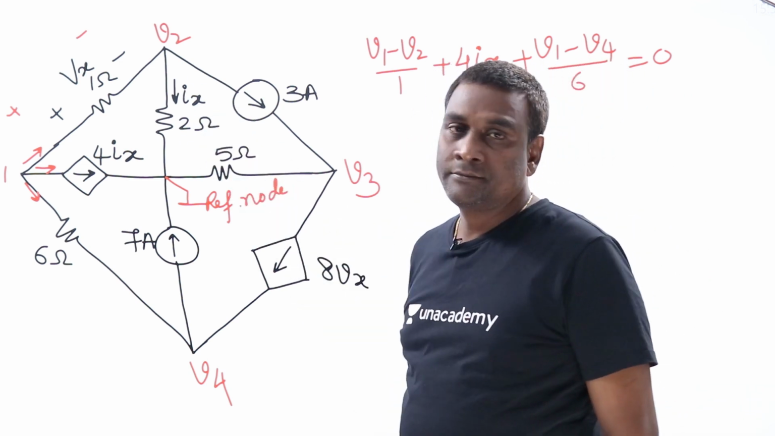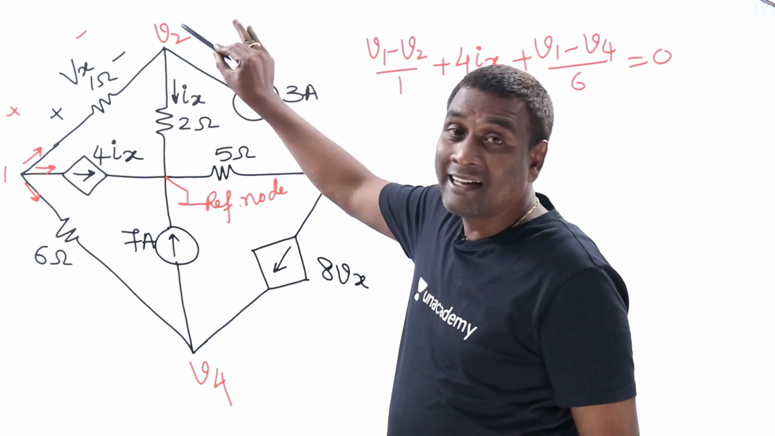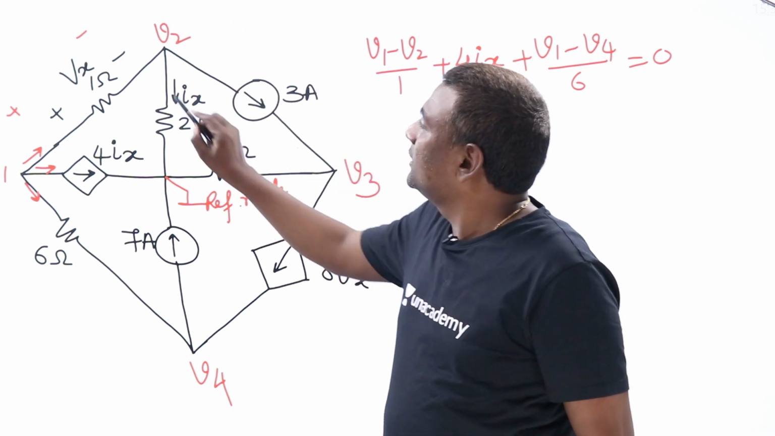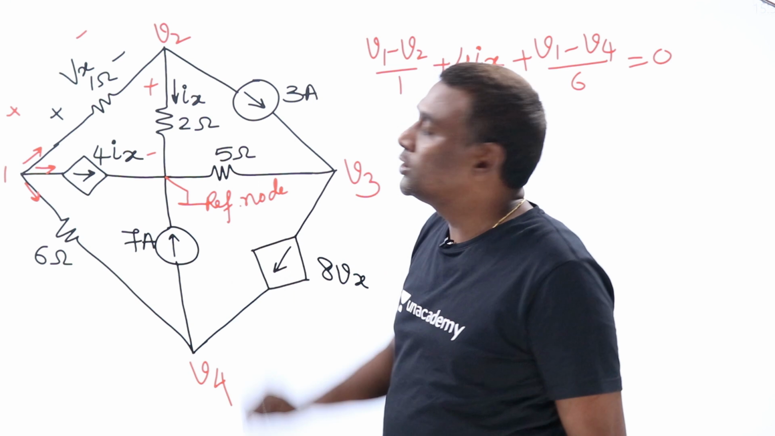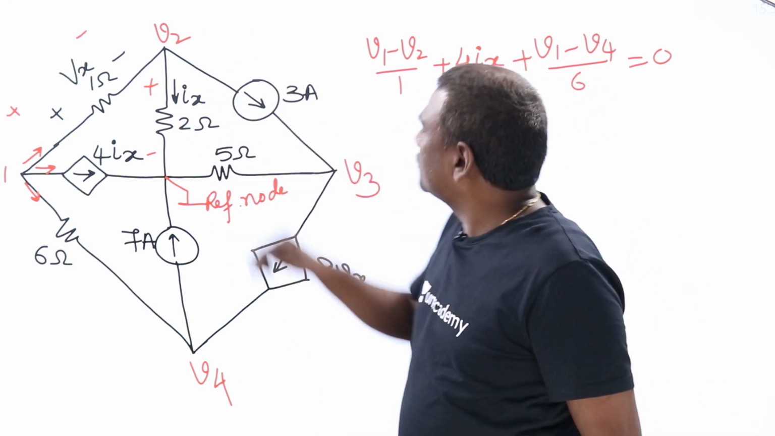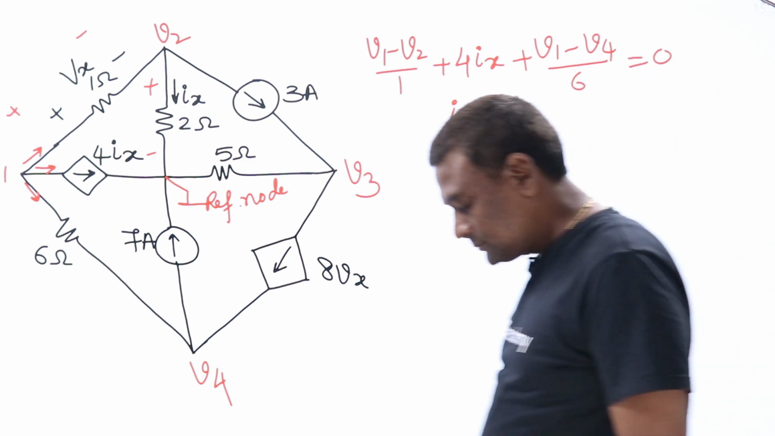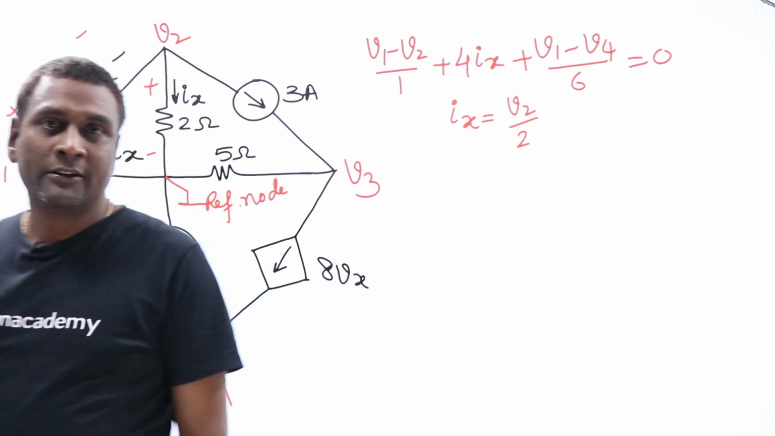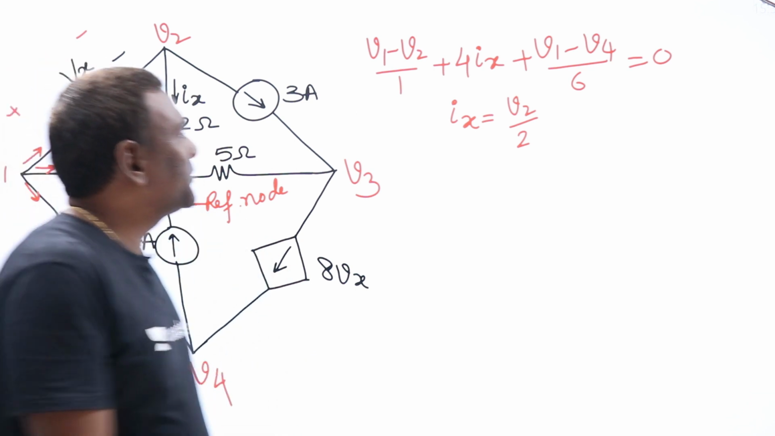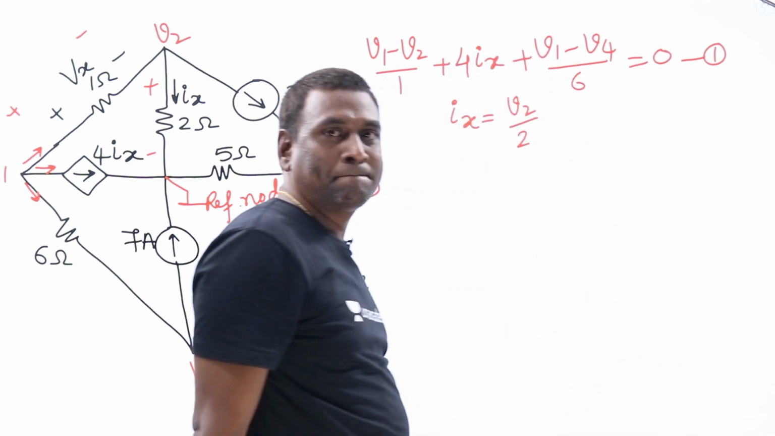Now what is Ix? Ix is here. V2, this is the reference. So with respect to the reference, this is at a higher voltage of V2. So the voltage across this is going to be V2. Now V2 divided by 2 is going to be Ix. Right? Now, this is the first equation.